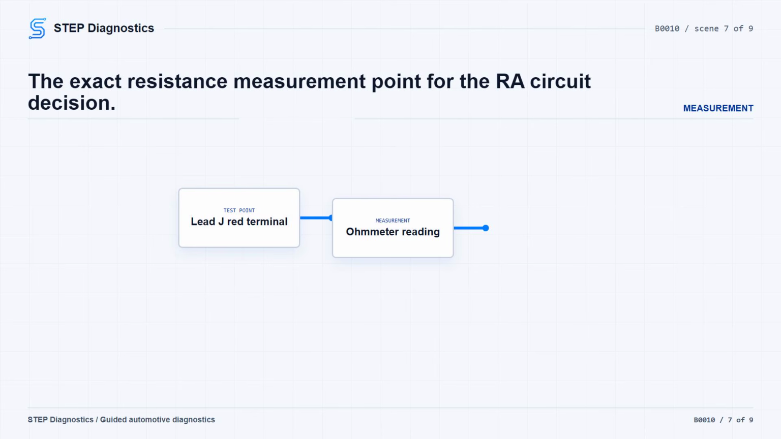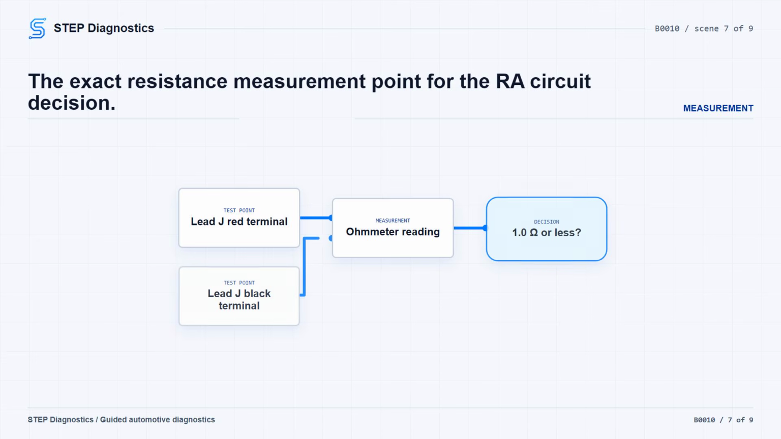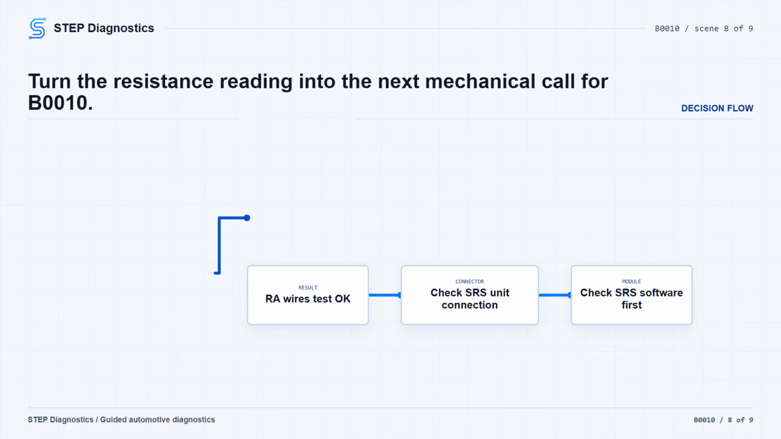With the vehicle in OFF mode, the passenger airbag inflator 4P connector on the dashboard harness disconnected and connected to lead J, and SRS unit connector A disconnected, measure resistance between the black terminal and the red terminal of SRS simulator lead J. The decision point is 1.0 ohm or less. If the measurement is 1.0 ohm or less, the RA1 plus, RA1 minus, RA2 plus, and RA2 minus wires are considered okay. At that point, the path points toward either a faulty SRS unit or a poor connection at SRS unit connector A and the SRS unit.